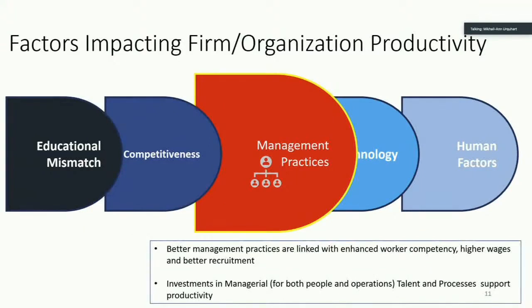Another issue is management practices. When we look at management practices, we realize that firms that have better management practices tend to have better quality employees, because better managers are able to identify the skills and competencies necessary for the job. In addition, they're better able to retain these workers over a longer period of time. Additionally, we find that there's a lack of appropriate investment in managerial talent and skills necessary to help improve productivity. And it's important to note that we're talking about not only people management, such as human resources, but also process and systems management.